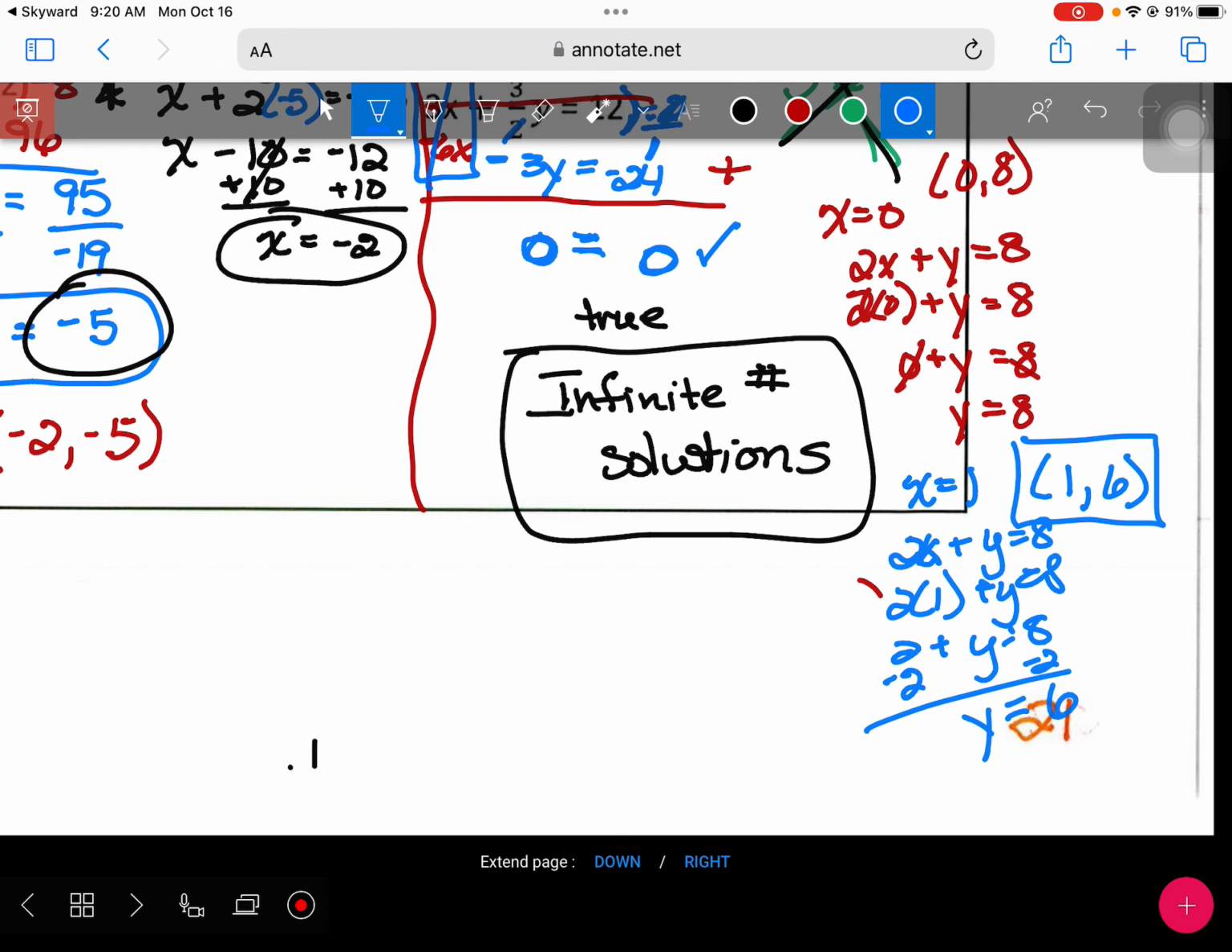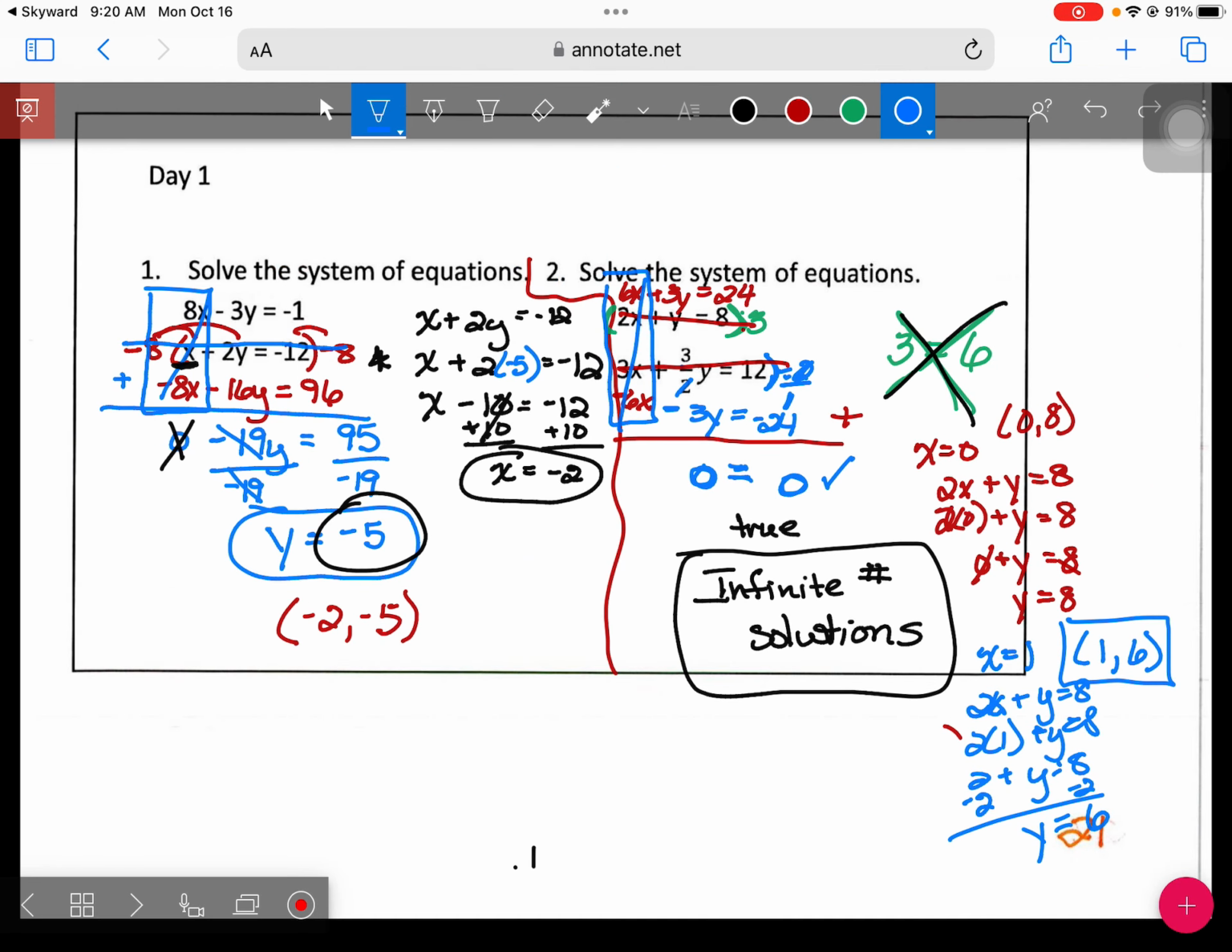So you could pick pretty much any point, substitute it in, and it's going to have a solution that goes with it. Okay? You just would have to put it in. But this tells you there are infinitely many solutions. Okay? Any questions on that? So remember, if you come up with a statement that is true, that's an infinite number of solutions. If you come up with a statement that is false, like 3 is equal to 6, that is no solution or the null set. Okay? That's the difference.